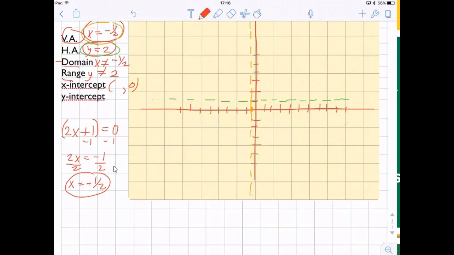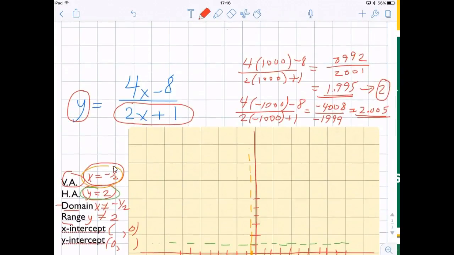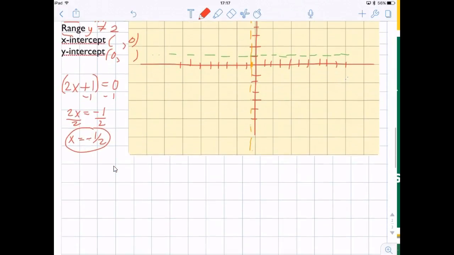The y-intercept is just the opposite. The y-intercept, we know, has an x-coordinate of 0. Okay? We just need to figure out what the other coordinate is. All right. The y-intercept is easier, so we'll do that one first, okay? So y-intercept, we know that the x-coordinate is 0. If we know the x-coordinate is 0, why don't we take our equation, which is 4x minus 8 divided by 2x plus 1.